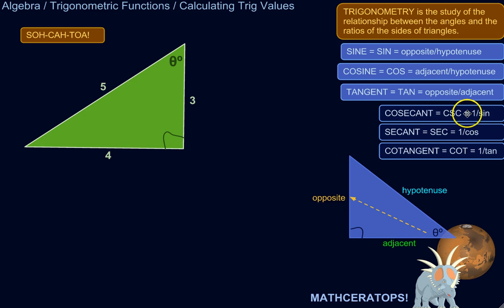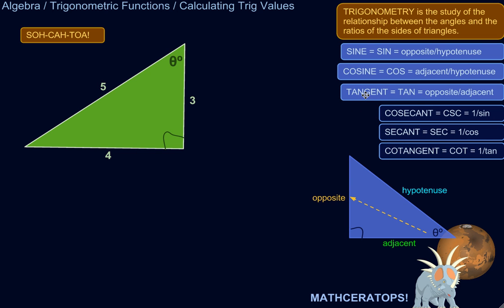Alright, and then cosecant is the reciprocal of sine. So if you find the sine, the opposite over hypotenuse, 1 over that is the cosecant. Basically just flip it over. Secant is the reciprocal of cosine. Cotangent is the reciprocal of tangent.